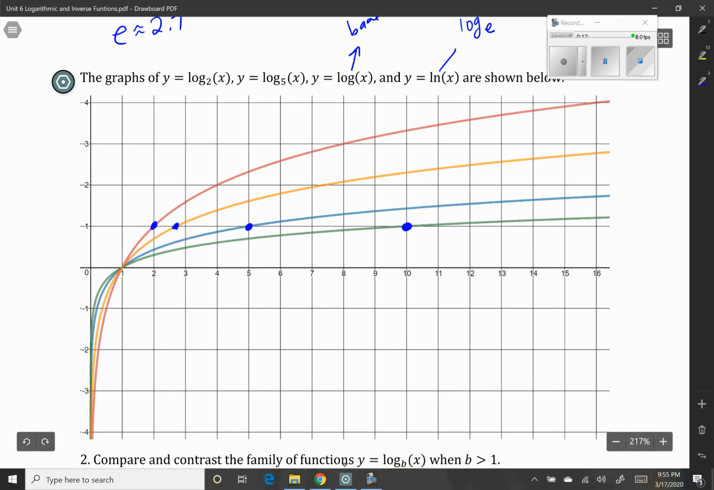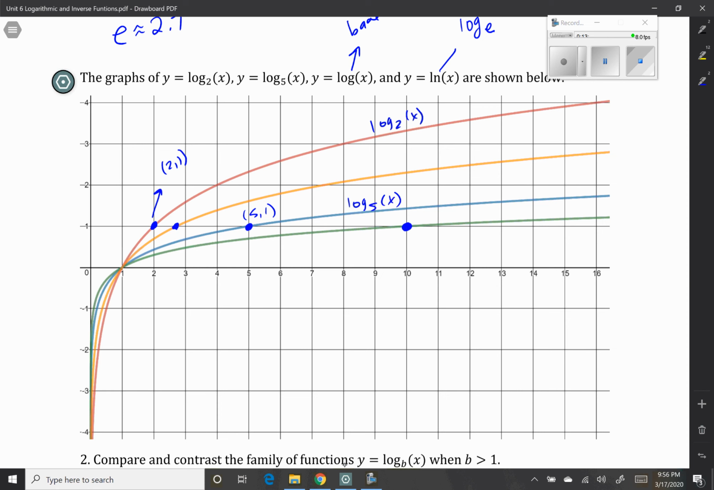So for this point, this is going to be the point (2, 1). So that means when I plug in 2 for x, I should get 1. So this red graph is log base 2 of x. I'm going to skip the orange one for a minute and go to the blue one because that orange one has a weird point. So let's go to the blue one. This one has a point of (5, 1), meaning this is log base 5 of x.